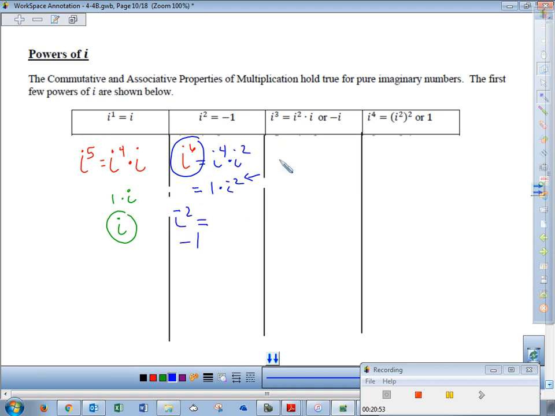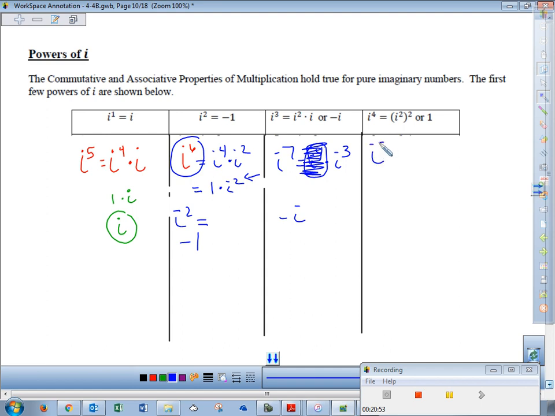Cool? This is I to the 7th. How many times does 4 go into 7 evenly? 1 time. So you'd have an I to the 4th. And how much is left over? 3 is left over. How much is I to the 4th? It's 1. So this part never matters because it's just going to be 1 times I cubed. Do you know how much I cubed is? It's negative I. So I to the 7th is really negative I.